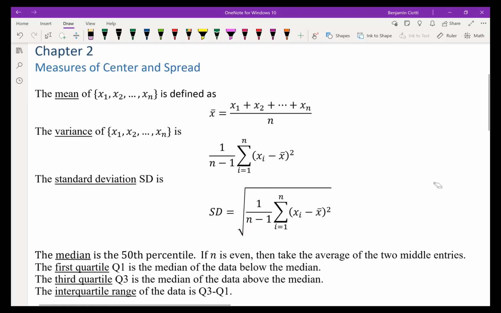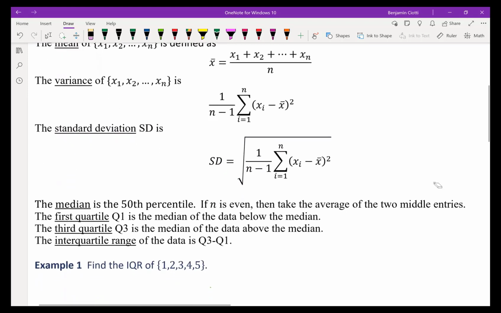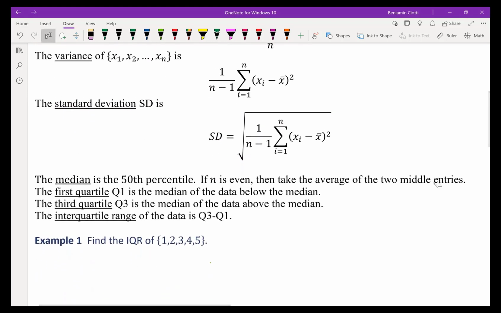Okay, here are a few other vocab words. The median of this set of numbers is their 50th percentile. That means the data point such that 50% of the data is below that point and 50% of the data is above it. If you have an even number of data points, in that case you just take the middle 2 data points and take their average.